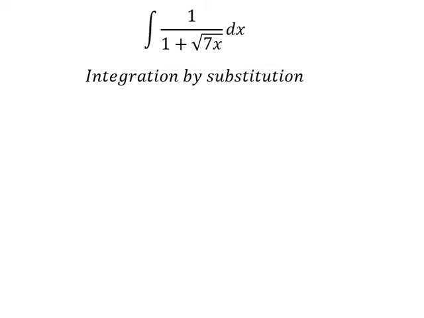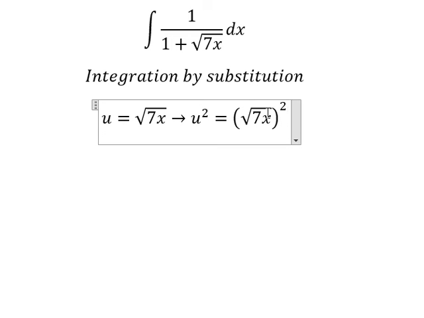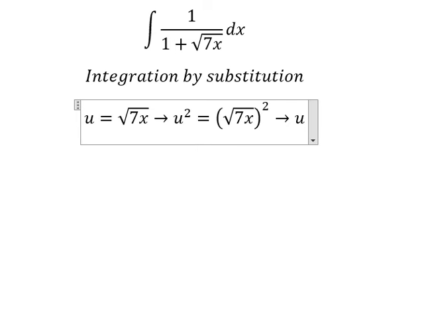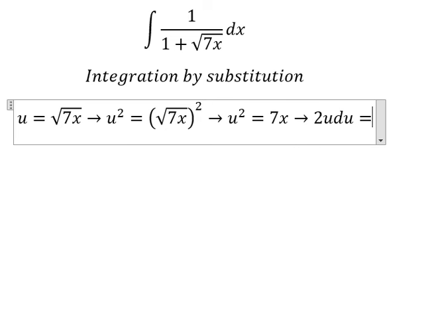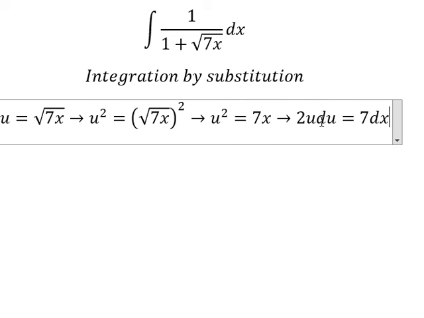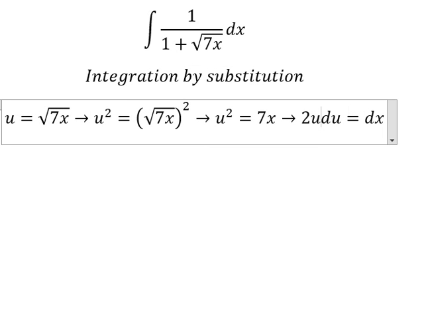So I will put u equals to this one. Later we square both sides to cancel the square root. Next, we need to first take the derivative of both sides, and we have u equal to 7 ds. Because we don't have the number 7 in here, we divide both sides by number 7.